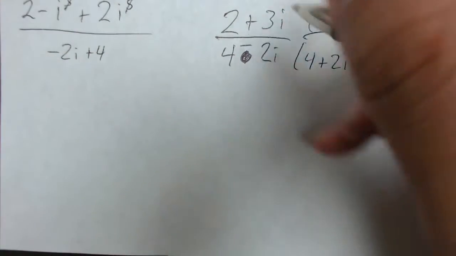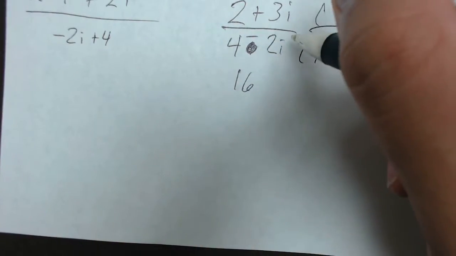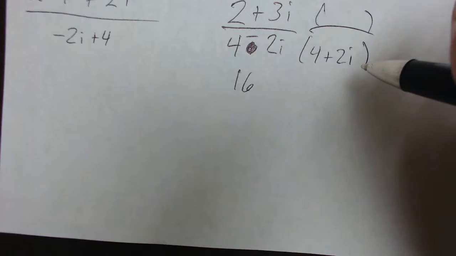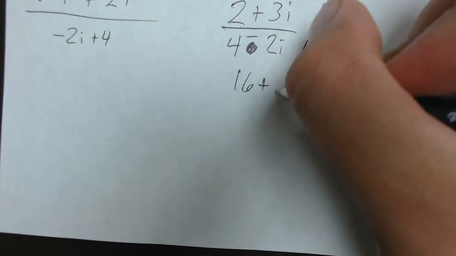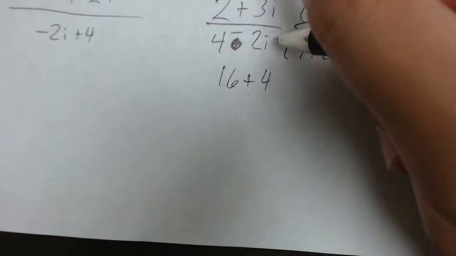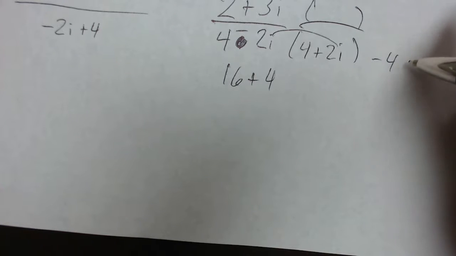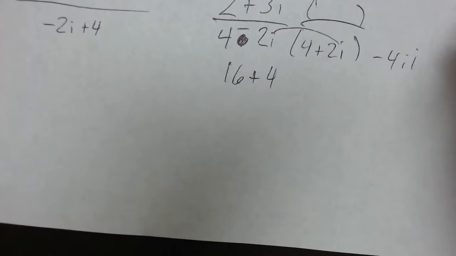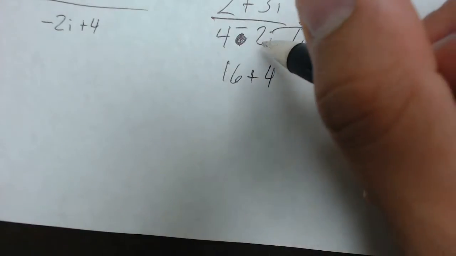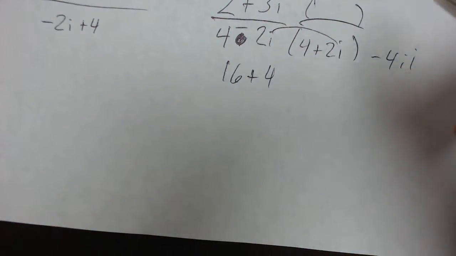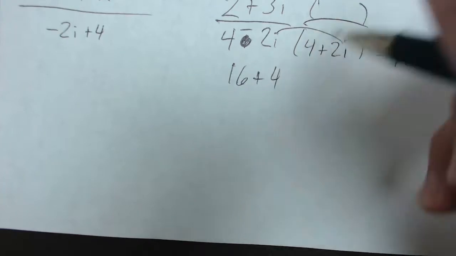So when I multiply, 4 times 4 will give me 16. Negative 2i times positive 2i would give me negative 4 i squared. The two i's make the negative 4 positive 4. So I just get plus 4. Two i's become negative 1, which makes it positive 4. And again, these two middle terms will cancel, so I don't have to worry about those. This is my new denominator right here.